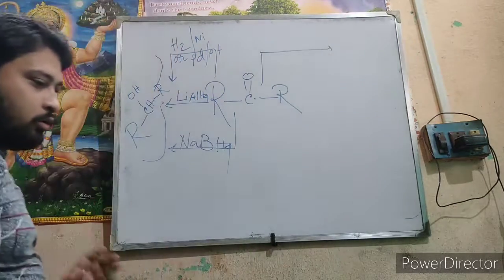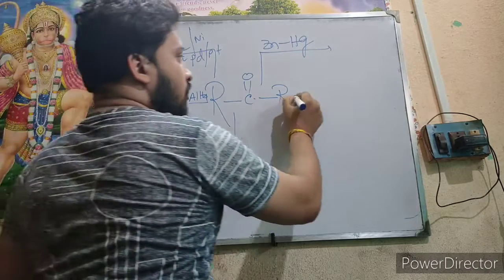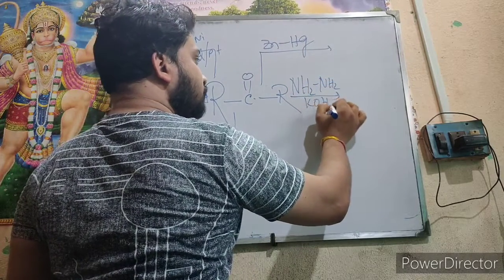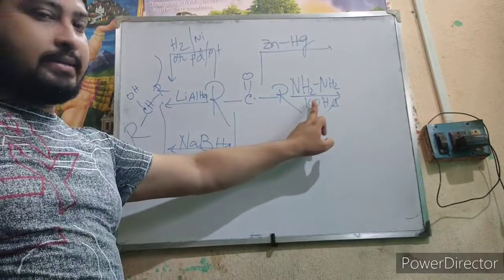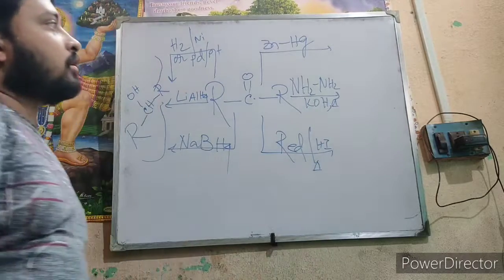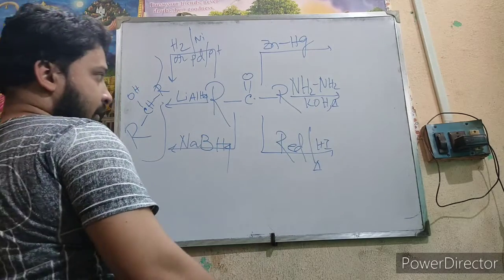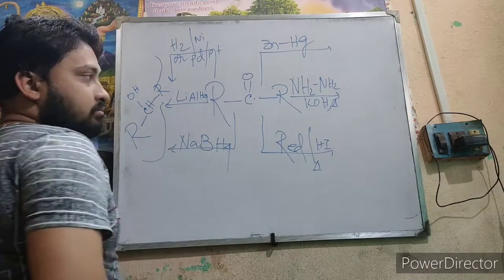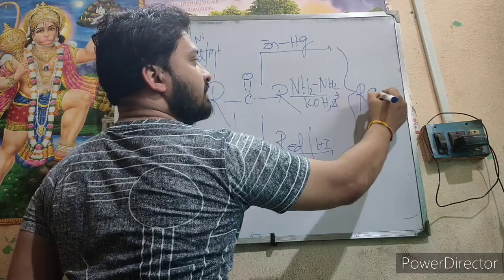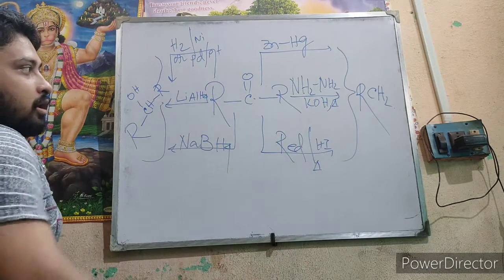But if you use Zn-Hg, this is the Clemmensen reaction, or if you use NH2NH2 and KOH with heat, this is the Wolff-Kishner reaction, or if you use red P and HI with heat. So for the Clemmensen, Wolff-Kishner or normal reduction reaction, the O is removed and H2 is added. So the product is R, CH2, R. The O is removed and two hydrogens are given due to the carbon's valency.